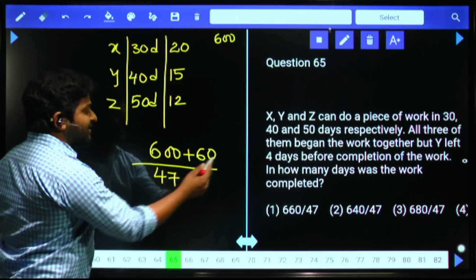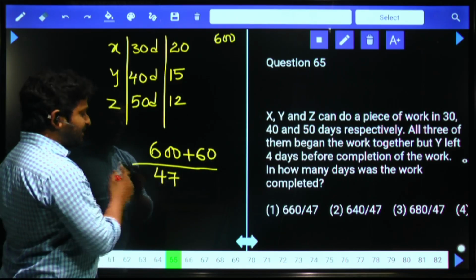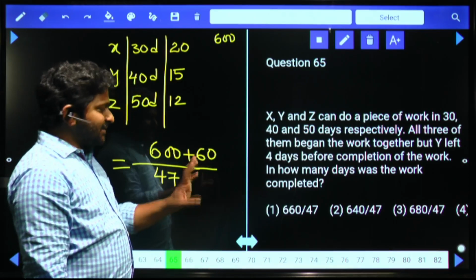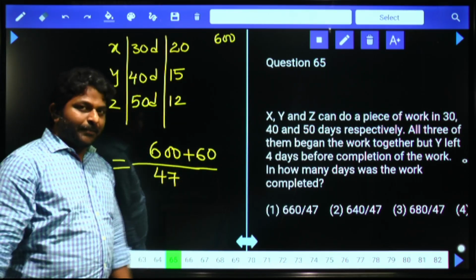So total work is equal to 660 divided by 47. This is our final answer. First option done.